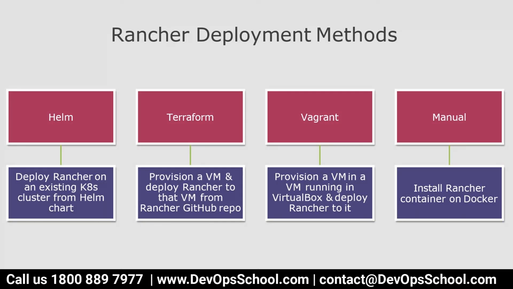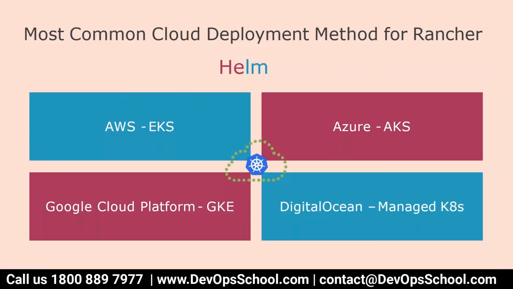Now, what deployment methods do you have? You can deploy the Rancher server using Helm, using Terraform, using Vagrant, or manually. In this session, we will try Helm. But you can do it through Terraform, Vagrant, and manually also. So these are the methods. Helm can be used for AWS EKS, AKS, GKE, and managed Kubernetes also. So Helm is the preferred one.